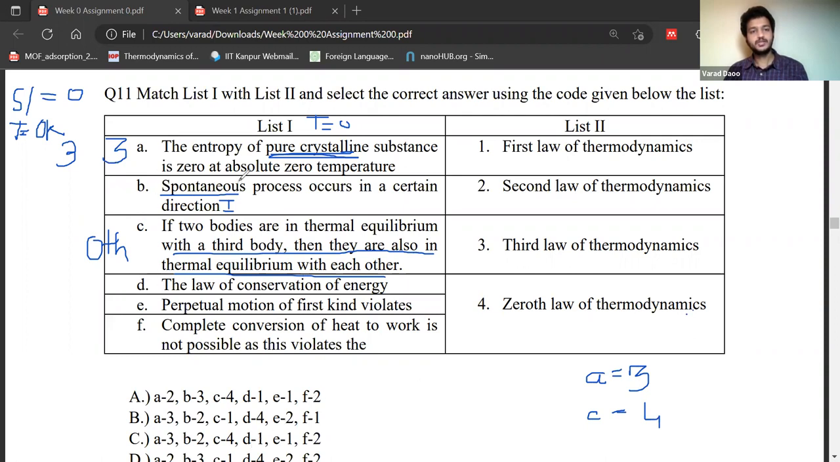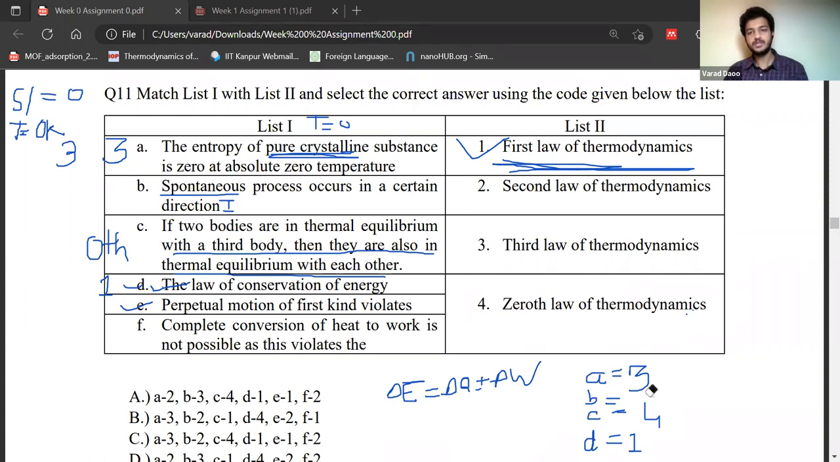Then spontaneous processes. So we'll go to D, the law of conservation of energy. We know this is the first law, right? So B, let's say we don't know. Then we go to D. Law of conservation of energy, it's the first, right? So D is 1. Here we have perpetual motion of the first kind. This will be the first law, right? Because in the first law we have delta E equal to delta Q plus minus delta W, right?